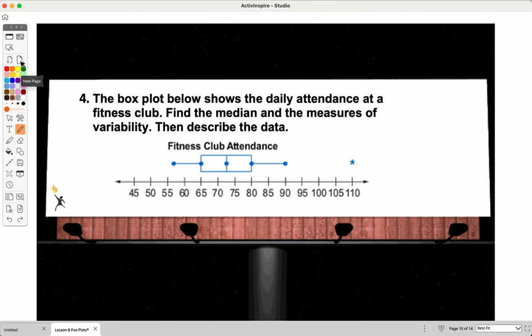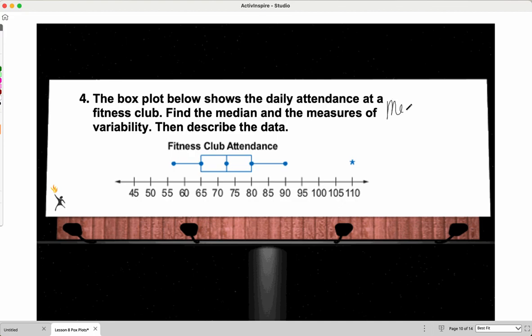All right. What else I can talk about is I can actually find all my measures of variability by looking at a graph. So it says find the median. We're going to put all of our numbers here based on this: Q1, Q3, IQR, range, and outlier. And again, we're not going to worry about finding MAD. We don't have the actual data, so we can't find MAD.